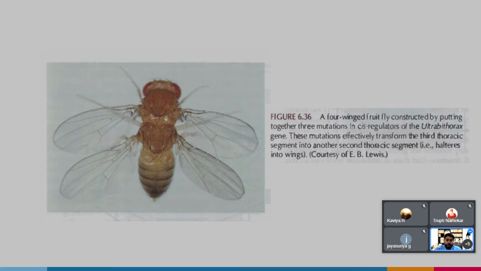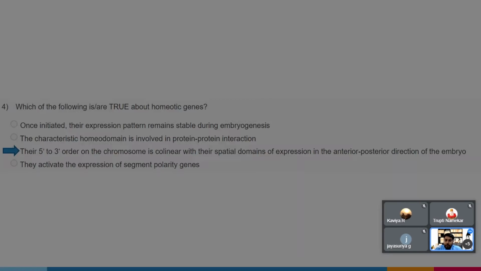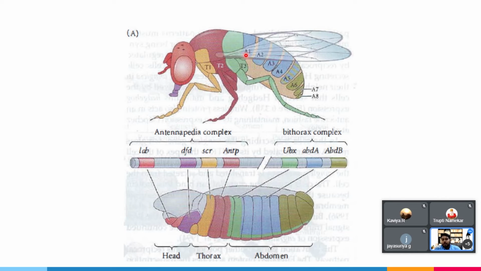Okay, so let us go back to the picture itself. As I said, posterior prevalence means that if posterior genes are expressed in the anterior part, they will take over the expression. So if ultrabithorax is expressed in T2, then T2 will assume T3-like characteristics. This also means the opposite way, that if antennapedia is expressed from T2 in T3, it will not have any effect. The reason is ultrabithorax is posterior. So as I said, posterior prevalence means that ultrabithorax, even if antennapedia is expressed in T3, will overtake it.